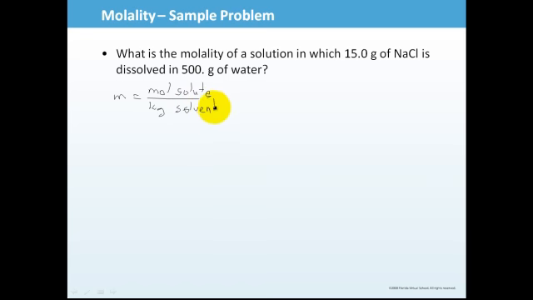Now we are given grams of solute in grams of solvent. So we need to do some converting before we can actually plug into the formula. Our grams of solute, the 15 grams, needs to be changed into moles, and our 500 grams of water needs to be changed into kilograms. So let's do the first one there. We've got 15 grams of the NaCl.